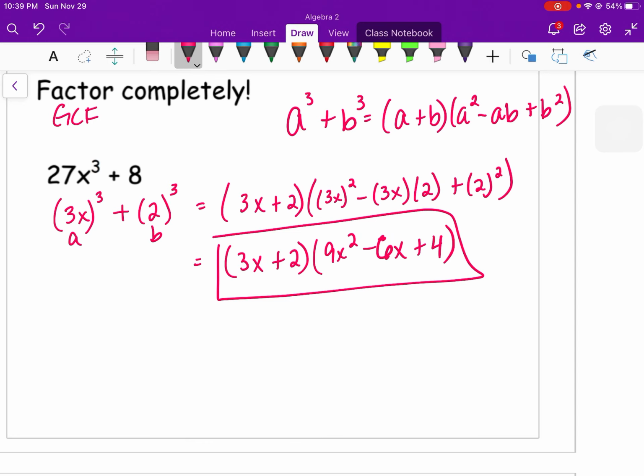Now, I'm not asking to solve at this point because there's no equal sign for one. But if we were to solve this, we would have to use the quadratic formula for this piece.